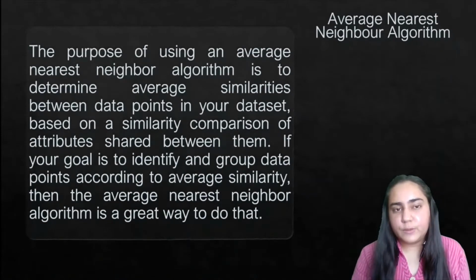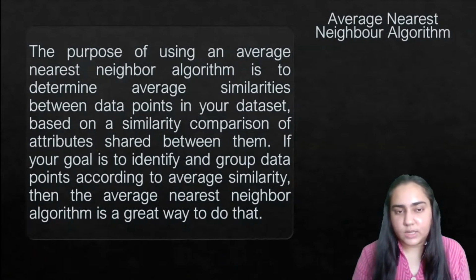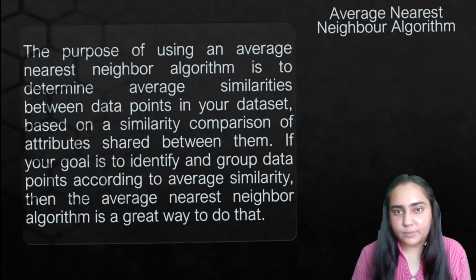The purpose of using such an algorithm is to determine average similarities between data points in the dataset. And then, based on a similarity comparison of attributes shared between them, you can find out how to group data, classify data, cluster data. And if your goal is to identify and group data points according to average similarity, then the average nearest neighbor algorithm is a great way to do that.